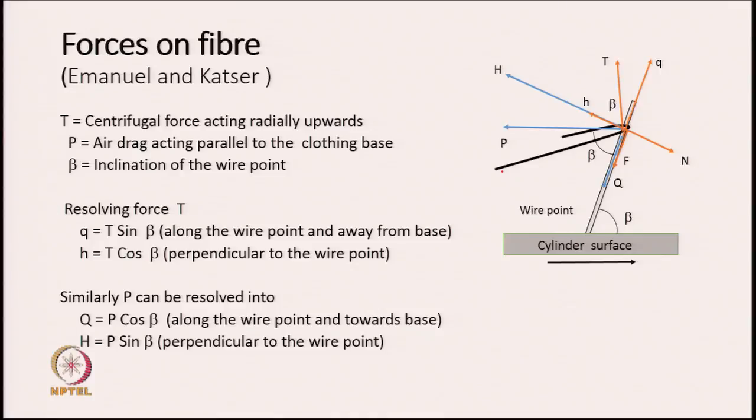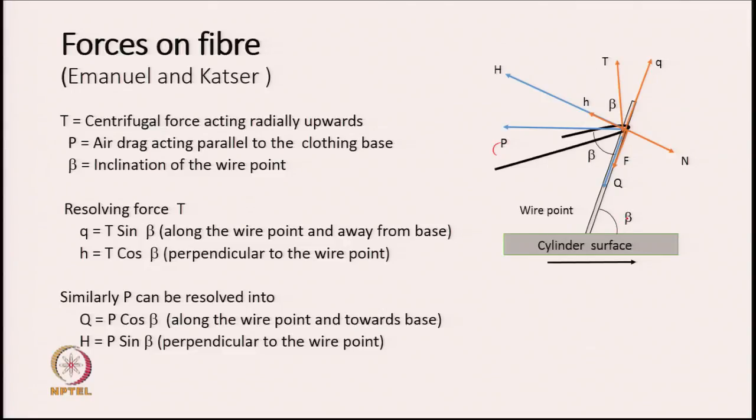What we can say here is that these fibers, as they move forward, because they are attached to the cylinder wire point, the forces which are acting on it. First is the force T, which is the centrifugal force acting because the cylinder is rotating. The other force which will be acting on it is the force P, that is the air drag acting parallel to the clothing base. So, T is one force and P is another force.